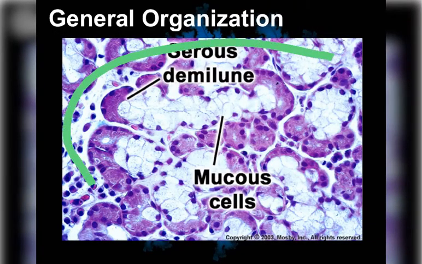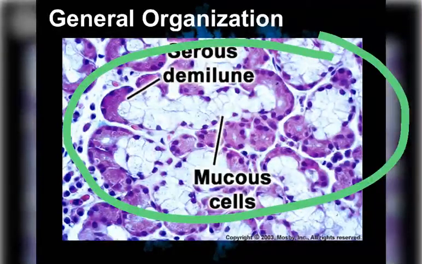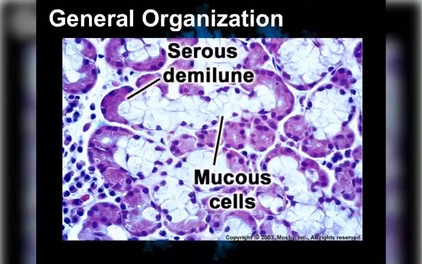So here we see that most of the secretory end pieces in this section are mucus. So there is more mucus than serous. But it's hard to judge on this smaller section or part of a section. We need a broader image to judge about this gland, whether it's mainly mucus or mainly serous.